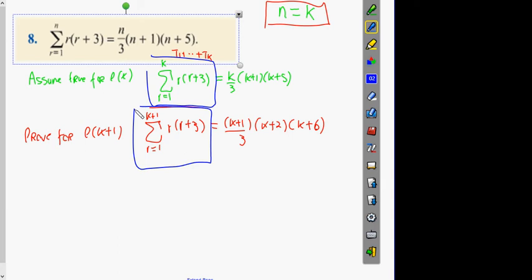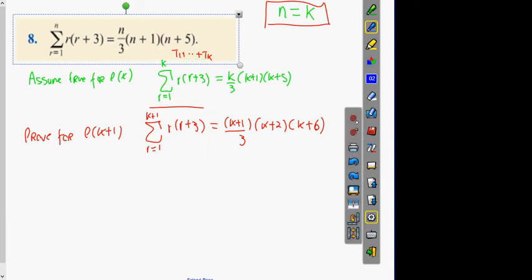Now, once we've accepted that the extra term is T of K plus 1, well, I can then split this into, technically speaking, SK plus T of K plus 1. That's what I'm splitting it into.